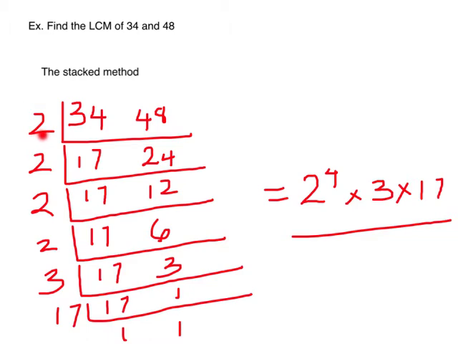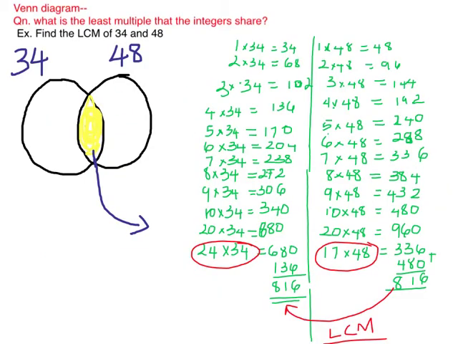Then I come here and look at my factors. I have 2, 2, 2, 2, which is 2 to the power of 4, and then I have a 3, and I have a 17. So this is the least common multiple, or the least common divisor, for these two numbers. Let's see the Venn diagram.